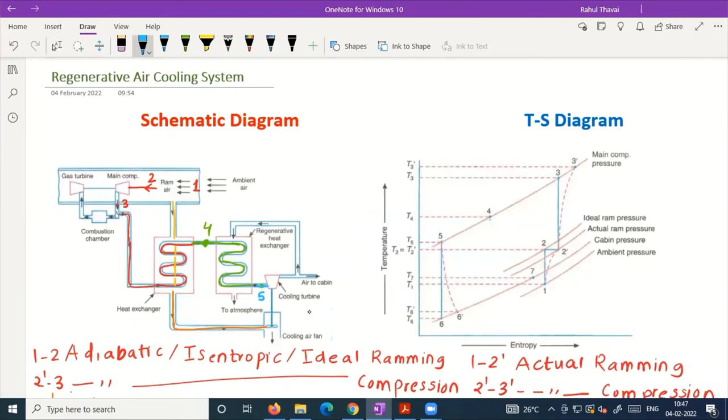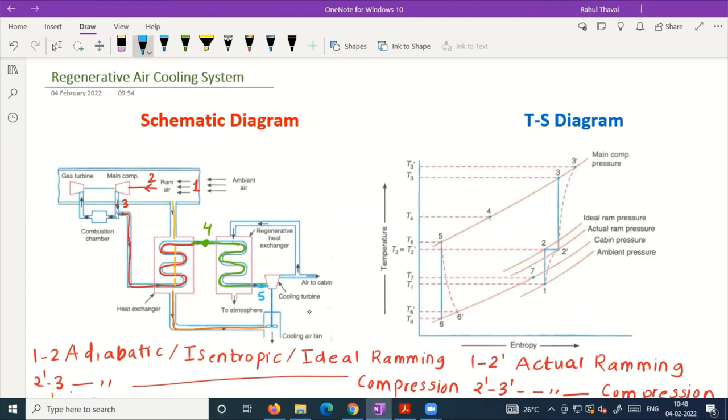But the pressure at the inlet and exit of any heat exchanger is the same. Whether it's 3 or 3 dash, 4 or 5, they lie on the same pressure line. Obviously in a heat exchanger the pressure doesn't change. So whatever pressure is available at the inlet, we have the same pressure at the exit. Pressure at 3 is the same as at 4, and pressure at 4 is the same as at 5. That is what you can understand from the TS diagram.